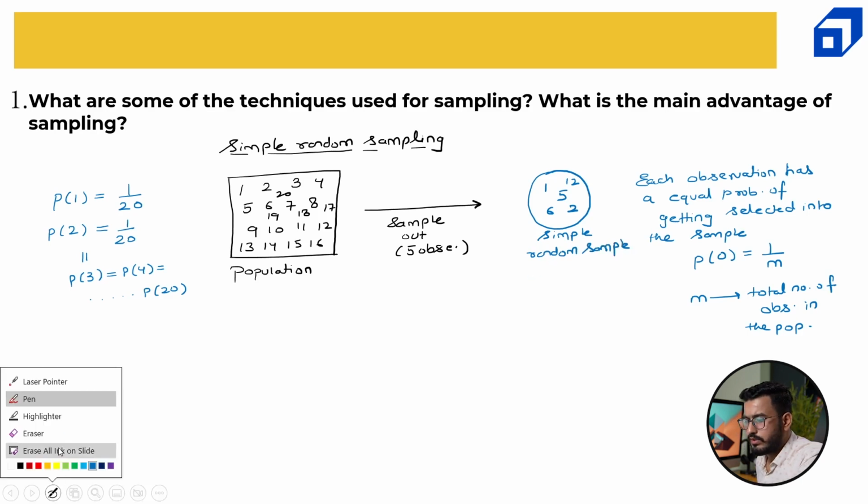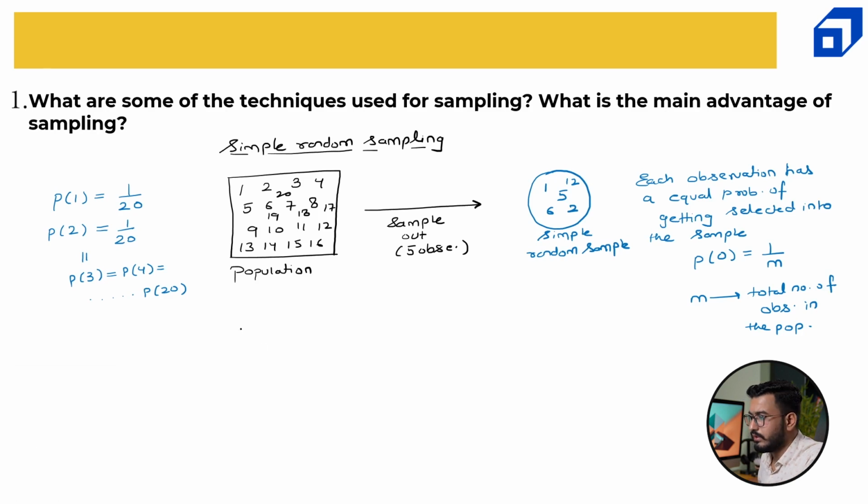Now what about stratified sampling? When it comes to stratified sampling, when we are performing the sampling, we also have to make sure that the sample has the observations in the same proportion as it is present in my population. What I mean by this, let's take a very general example.